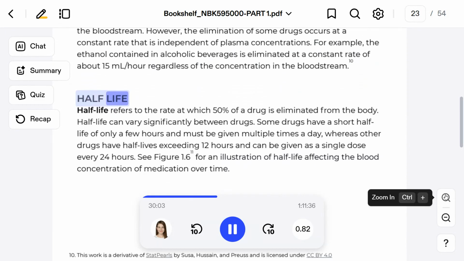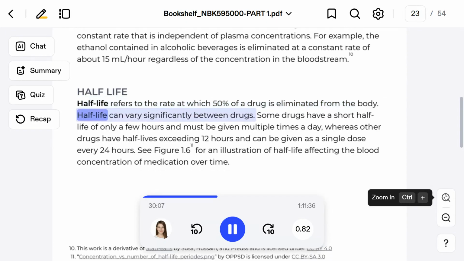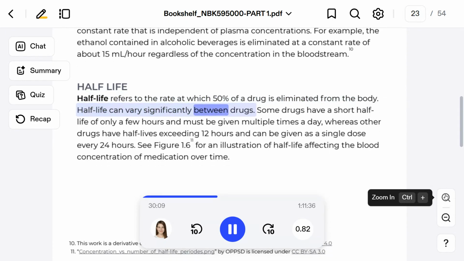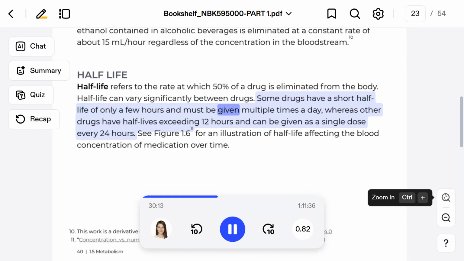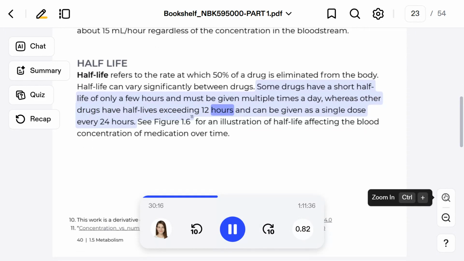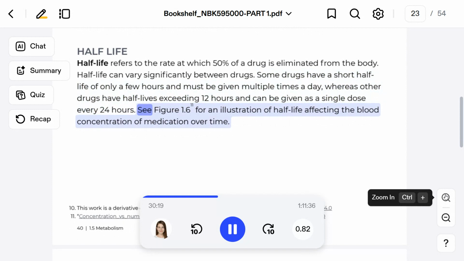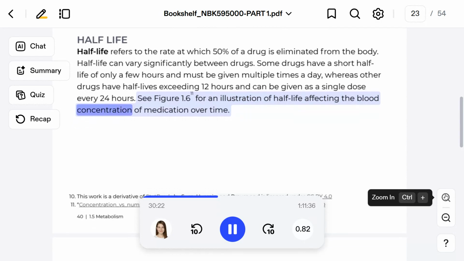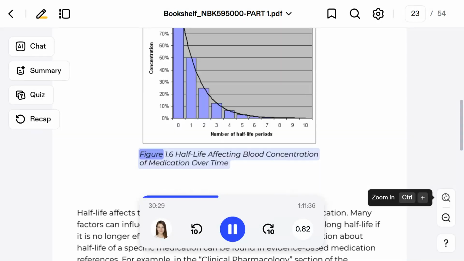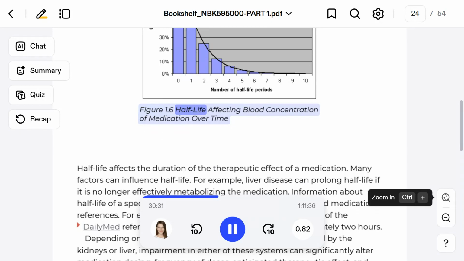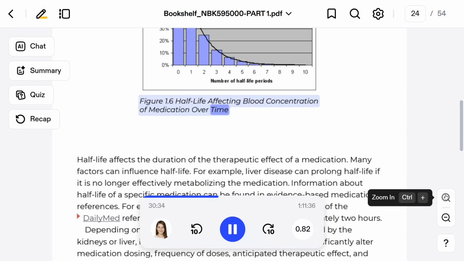Half-life. Half-life refers to the rate at which 50% of a drug is eliminated from the body. Half-life can vary significantly between drugs. Some drugs have a short half-life of only a few hours and must be given multiple times a day, whereas other drugs have half-lives exceeding 12 hours and can be given as a single dose every 24 hours. See Figure 1.6 for an illustration of half-life affecting the blood concentration of medication over time. Figure 1.6. Half-life affecting blood concentration of medication over time.